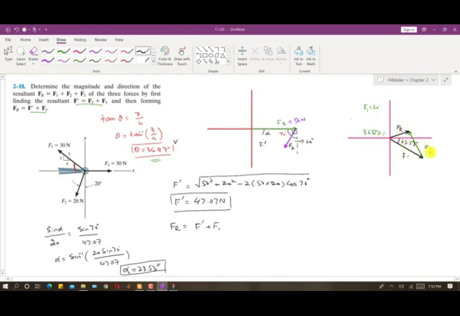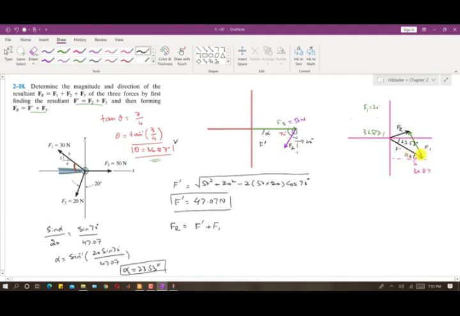And if I draw a horizontal line here, then this complete angle is how much? This complete angle is 36.87, so we know this. And the F dash is making 23.53 degrees with the horizontal. So we can write that this is F dash and this angle is 23.53 degrees.